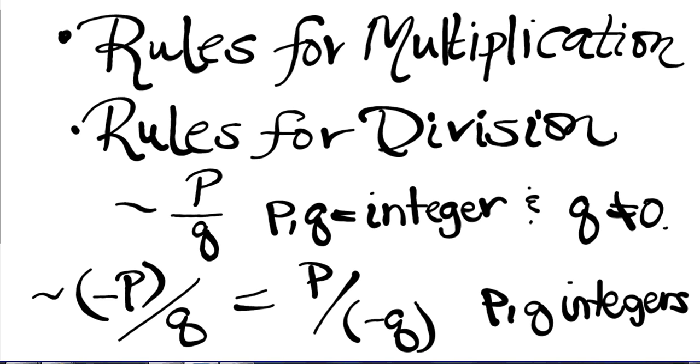By the end of this video, you will know the rules for multiplication. Also, you will know the rules for division. And under that division scope, we're going to talk about if I have two integers and I'm going to divide them, then my q cannot equal 0, as well as if I have a negative p divided by q, then that is the equivalent of having p divided by negative q.